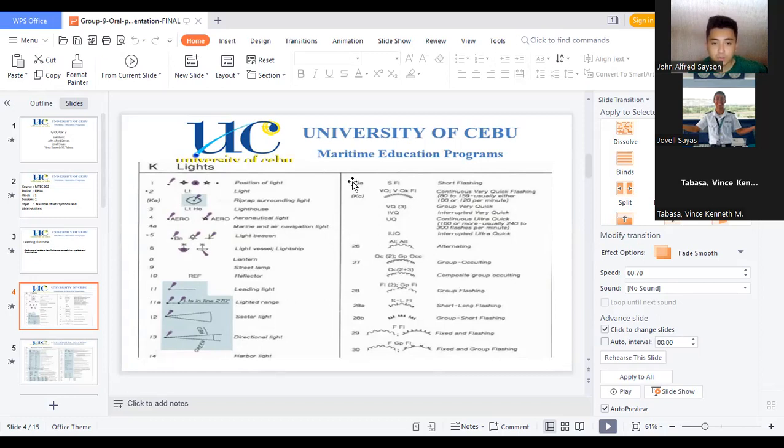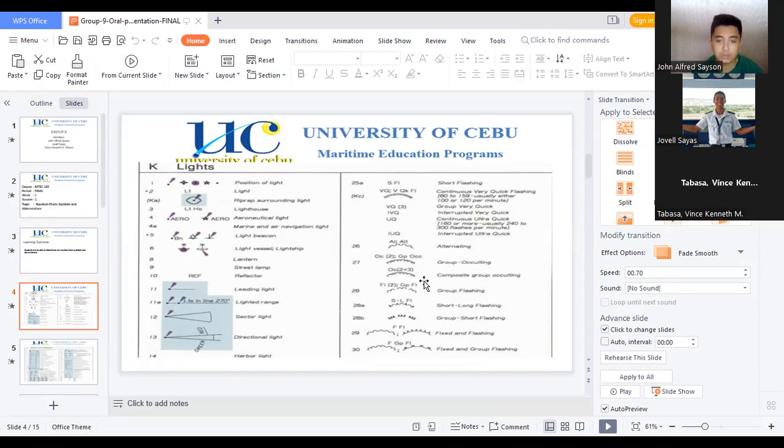In the next section, 25A, S or what we call FI, is short flashing, and it is continuous very quick flashing. 80 to 159 is usually either 100 or 120 per minute. Group very quick, interrupted very quick, continuous ultra quick, 160 or more, usually 240 to 300 flashes per minute, interrupted ultra quick.